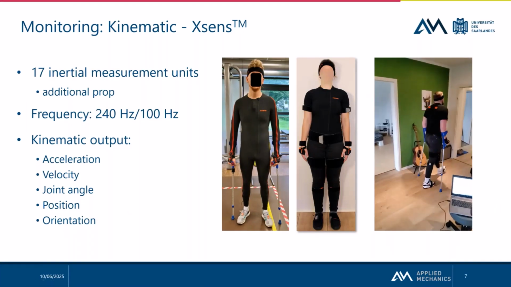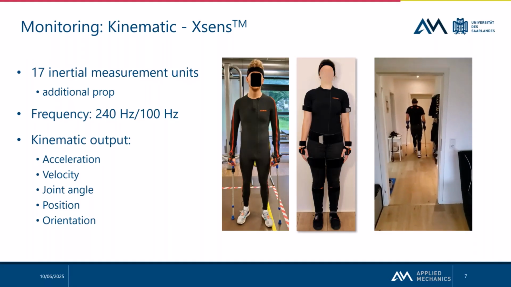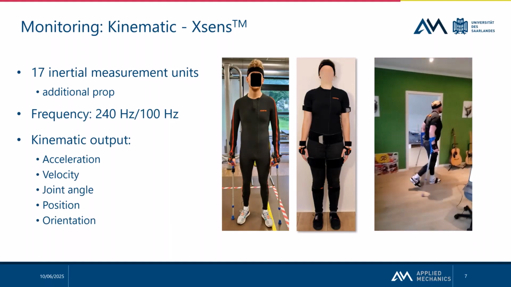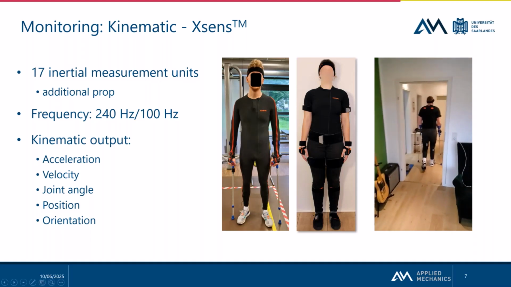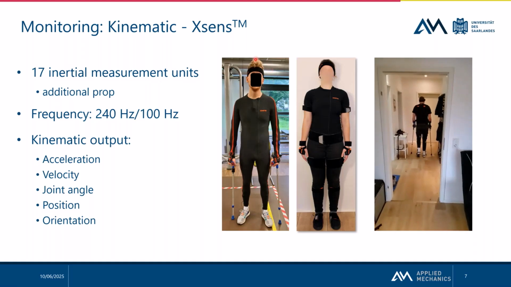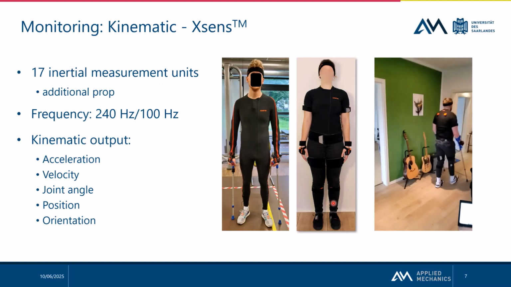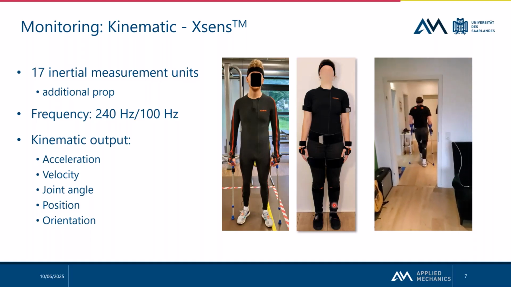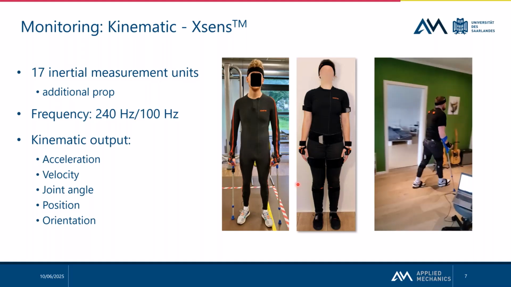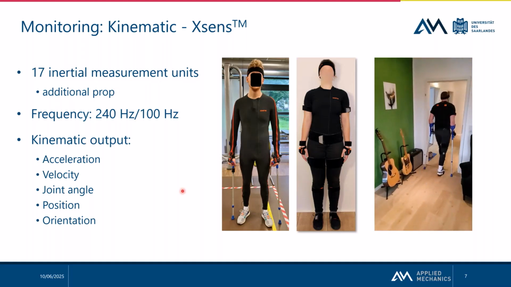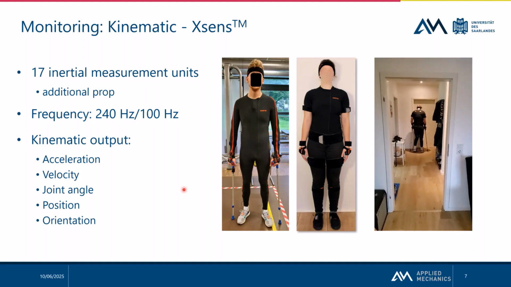What is Xsens? It's a motion capturing system. At our chair, we have two systems. We have the Xsens Link and also the Xsens Awinda. The Link system, I can also show with the laser pointer, is this one. It's kind of a suit. And the Awinda system is here next to it. It's the shirt with some straps, but both systems consist of 17 inertial measurement units and an additional prop. And with the suit, you can measure at 240 Hertz and 100 Hertz with the Awinda system.